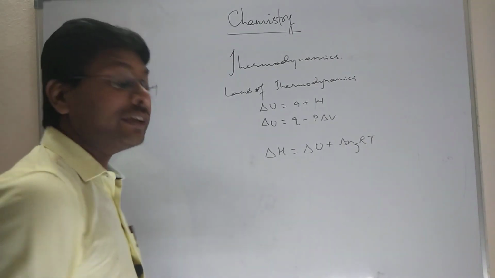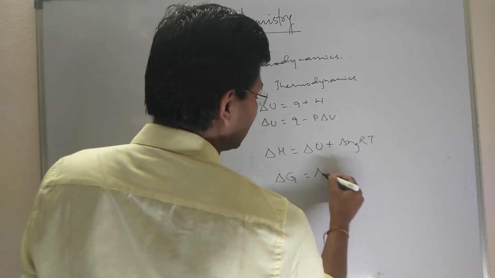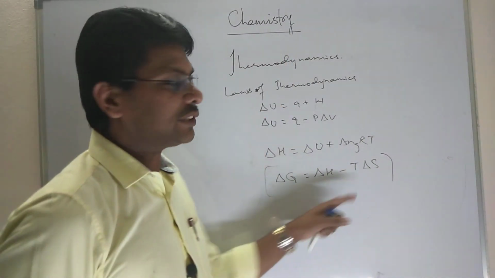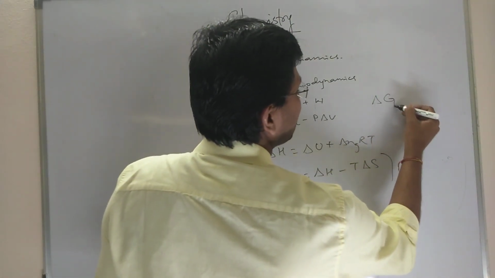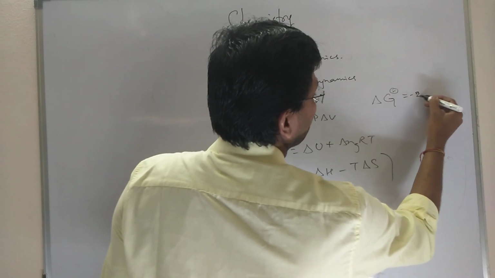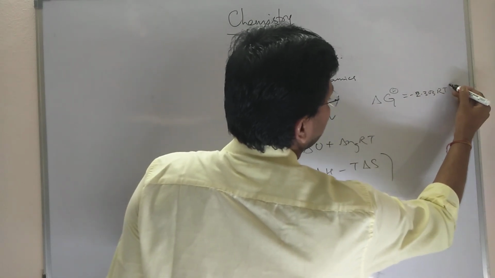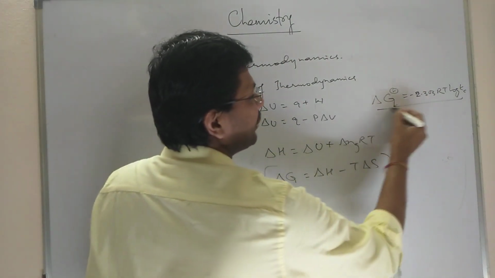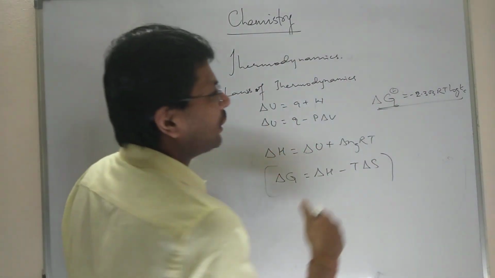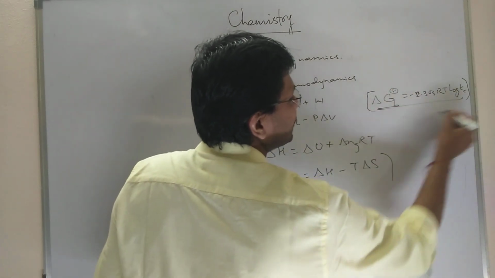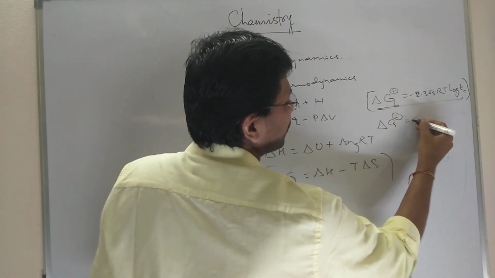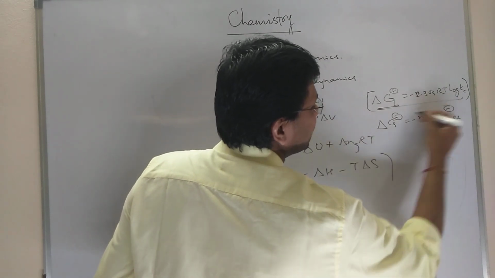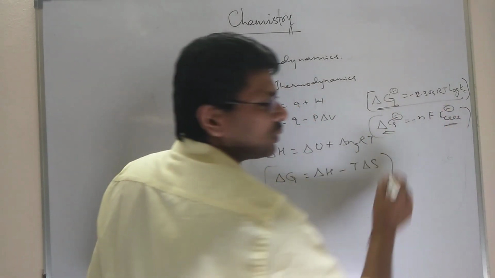They can ask you based on Gibbs energy change equal to enthalpy change minus T delta S, and based on Gibbs energy change equal to minus 2.303 RT log Kc. So they can ask you to find out the equilibrium constant. Even one question that they generally ask in 12th, on the basis of the 12th syllabus, is delta G standard equal to minus nF E cell standard. Based on this they can give you the E cell and ask you the Gibbs energy.